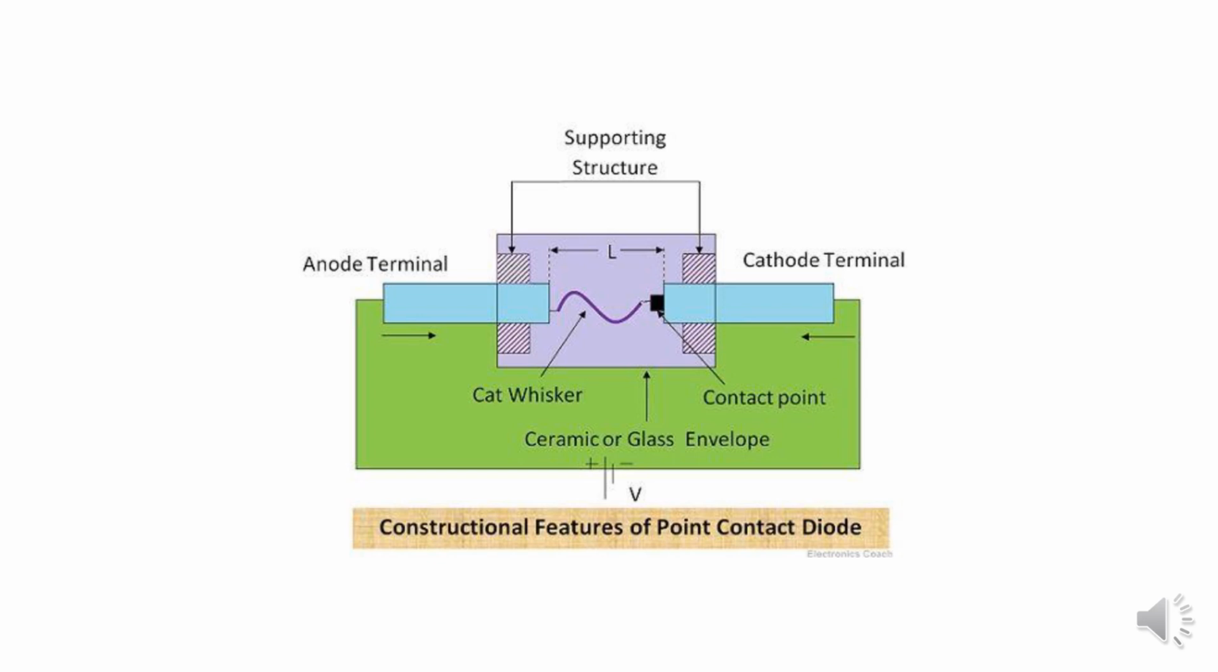The junction capacitance and the diffusion capacitance in this diode are very small, about 0.1 to 1 picofarad, because the area of contact between the wire and the n-type substrate is very small. Due to the small area of the junction, the density of charge carriers near the junction is very low, and thus the low charge storage gives it the ability to switch fast.